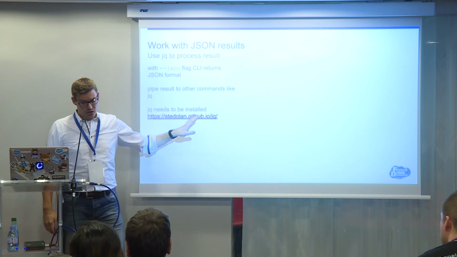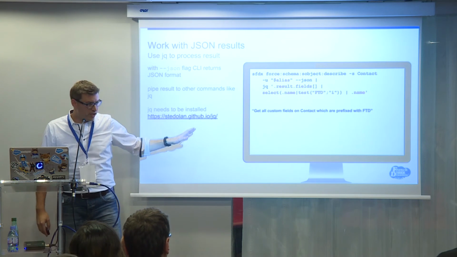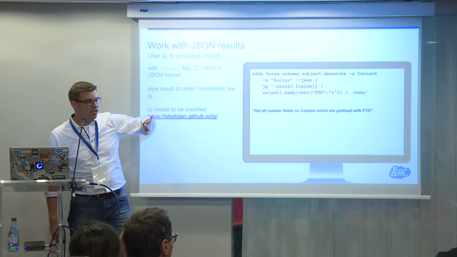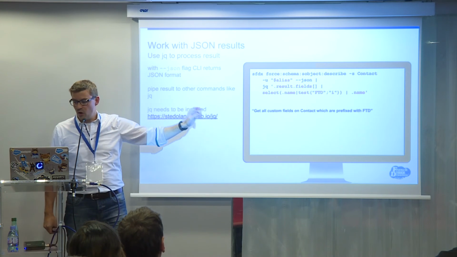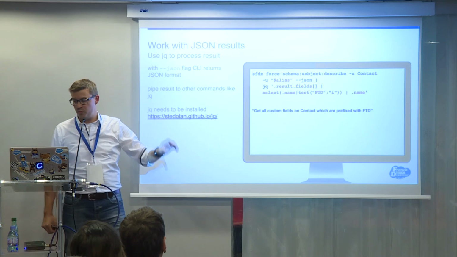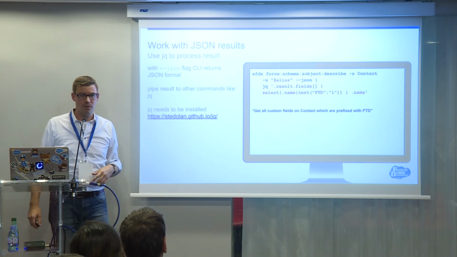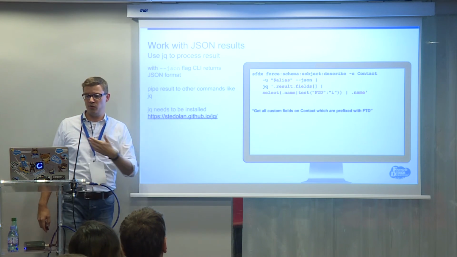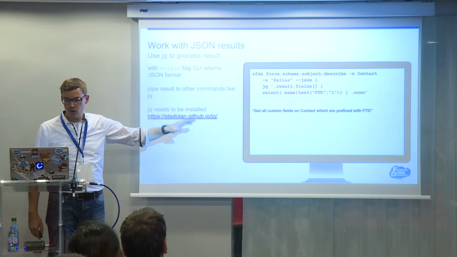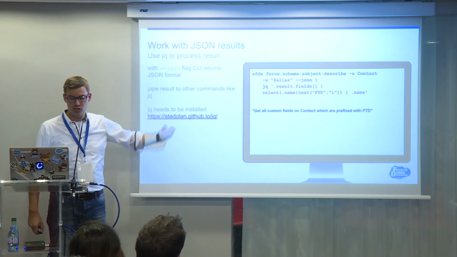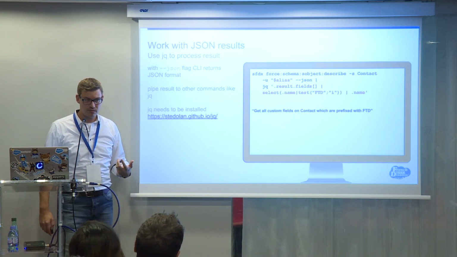So you have to install jq, as I said, but it's very easy and very well documented. For instance, this snippet says, get all custom fields on contact which are prefixed with FTD. Just a use case. Maybe you have some other use case in mind where you can utilize this. I go to that org, get the JSON back, and parse the JSON.